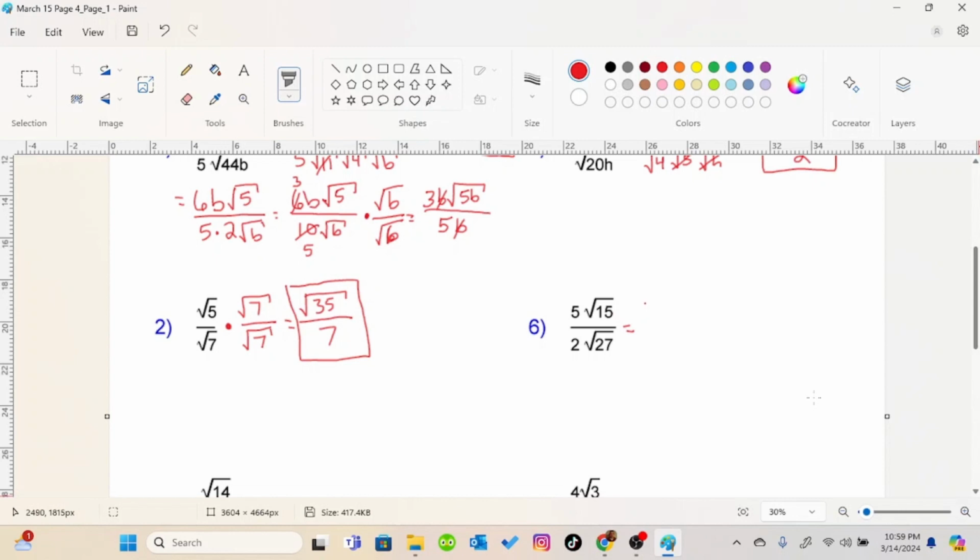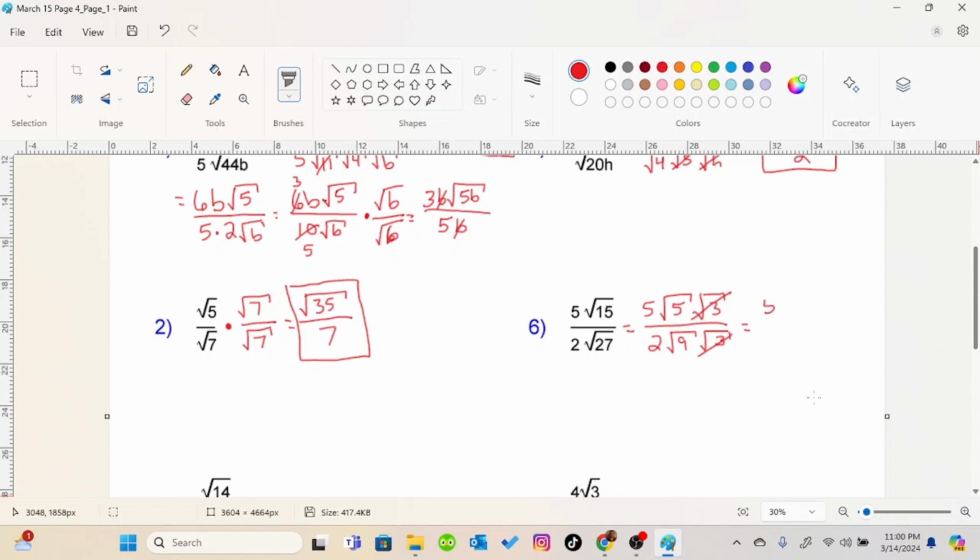On number 6, the top can be rewritten as 5 times the square root of 5 times the square root of 3. On the bottom, we can rewrite this as 2 times the square root of 9 times the square root of 3. We have a square root of 3 on top and a square root of 3 on the bottom that cancel each other out.